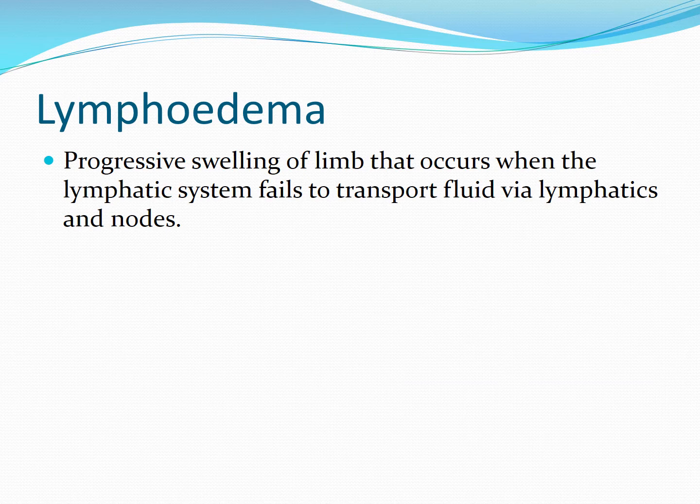Let's see what is lymphedema. Lymphedema can be defined as progressive swelling of a limb that occurs when the lymphatic system fails to transport fluid via lymphatics and lymph nodes. From your physiology knowledge, you know your capillaries leak and that tissue fluid is drained via lymphatics. If there is some obstruction or some failure of transport of that tissue fluid via lymphatics into the cardiovascular system, there is accumulation of lymph in the tissues. So that is called lymphedema.